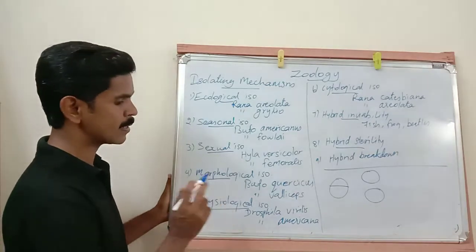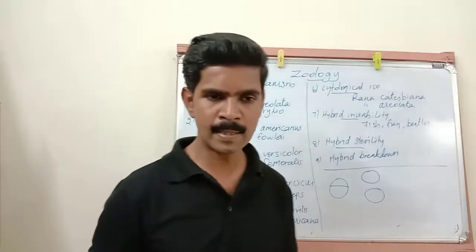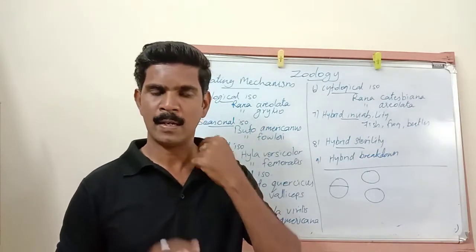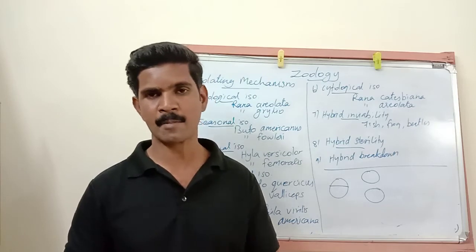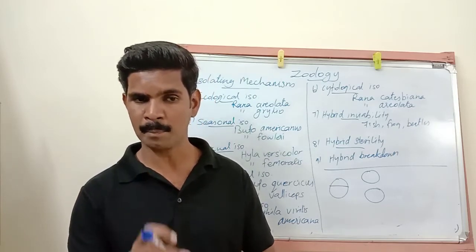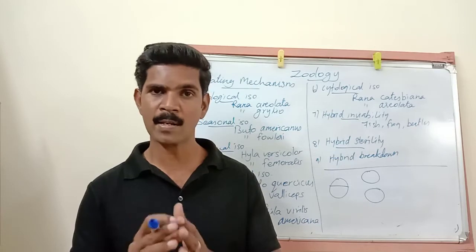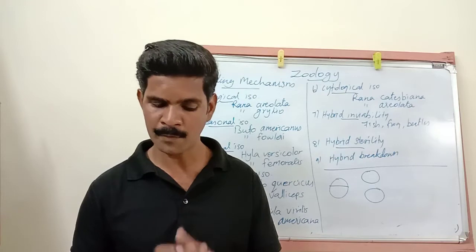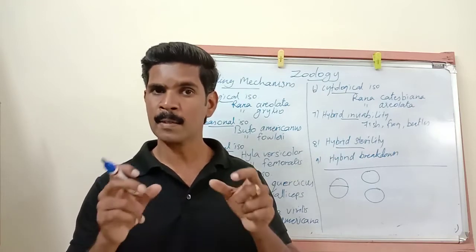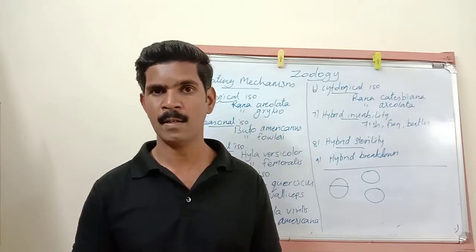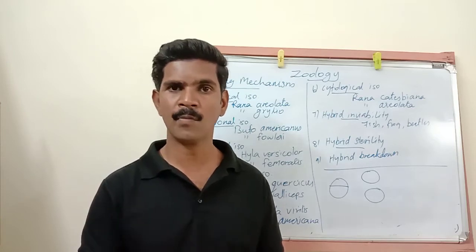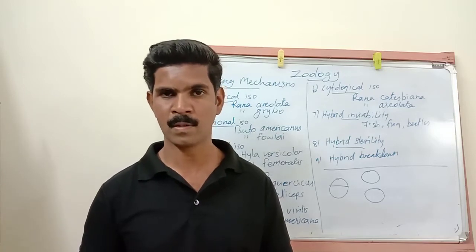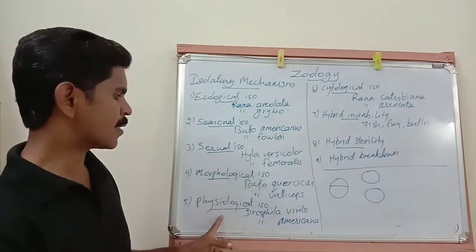Then the next one is physiological isolation. In this type of isolation, reproduction takes place. That means mating takes place, but the gametes are prevented from fertilization. Gametes are not allowed to join together. So listen very carefully: the mating takes place, but the gametes are not involved in the fertilization or fusion. Understand? So this isolation is called physiological isolation.